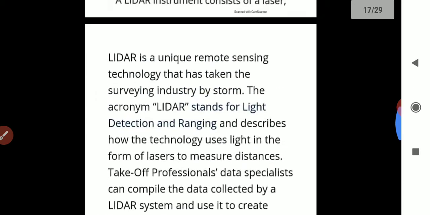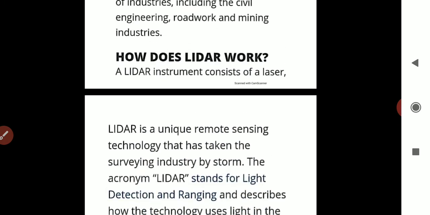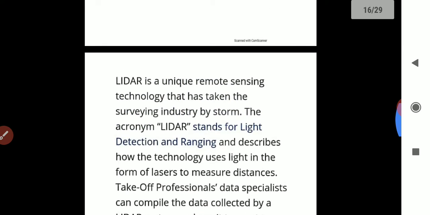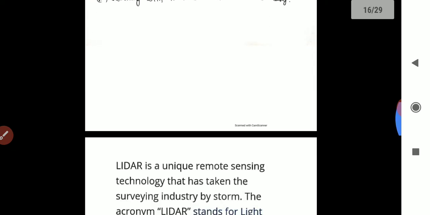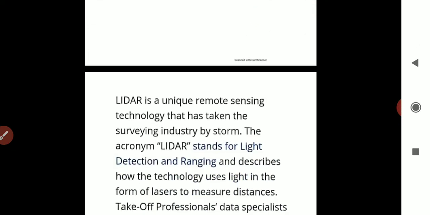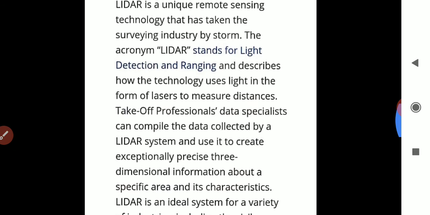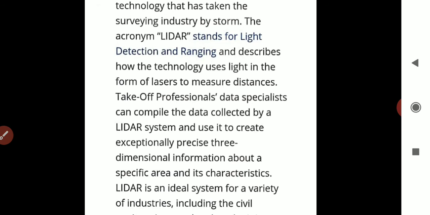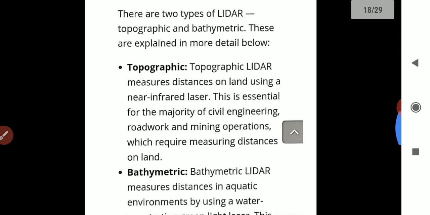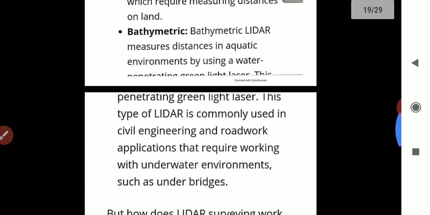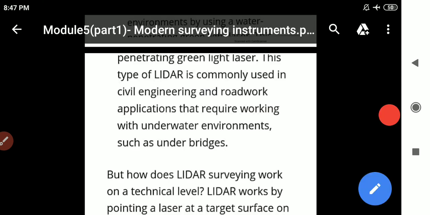Next comes LIDAR. LIDAR is a unique remote sensing technology that has taken the surveying industry by storm. LIDAR stands for light detection and ranging, describing how the technology uses light in the form of a laser to measure distances. Some advantages and disadvantages are there, so please refer to them, and thank you.